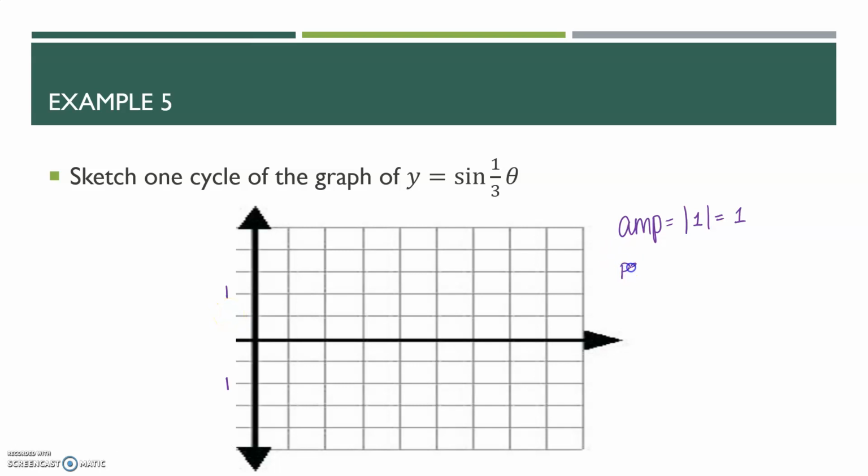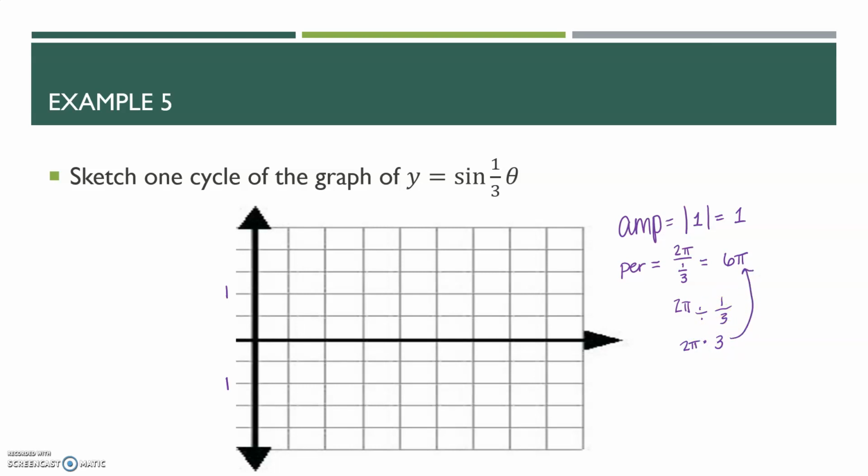For the period, we're going to have 2 pi over 1/3. This would give us 6 pi. If you need to see that worked out, we're just doing 2 pi divided by 1/3. That's the same as doing 2 pi times 3. That's how I got 6 pi.